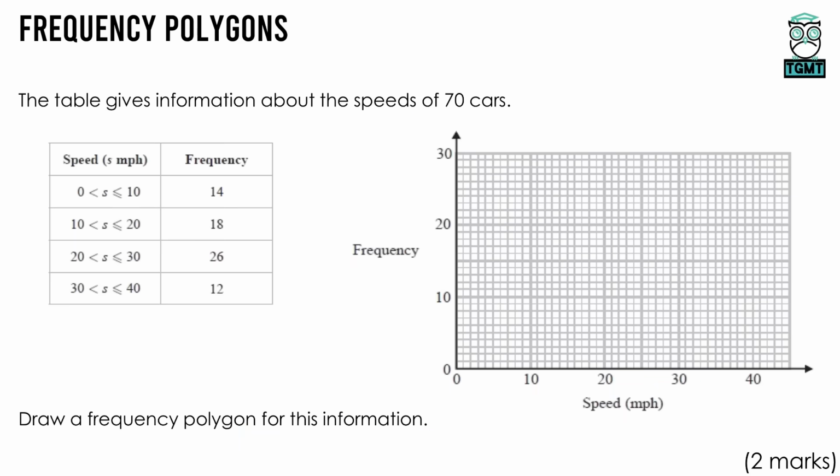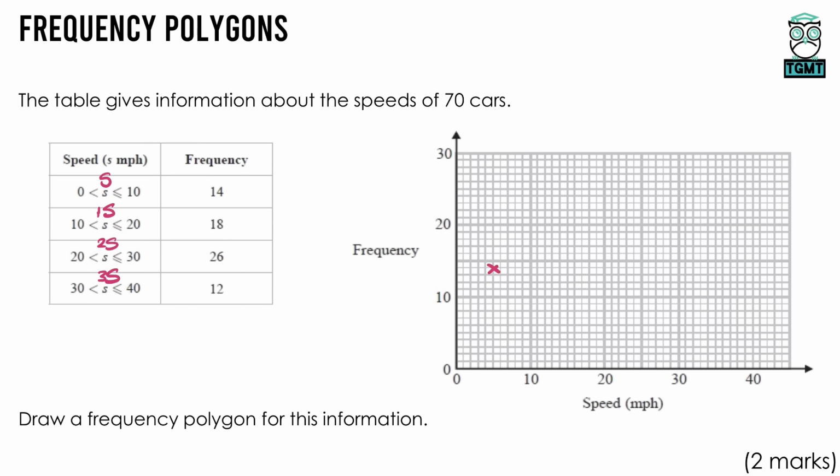Okay, so looking at a frequency polygon. Now a frequency polygon, we need to plot on the midpoints of our groups. So between 0 and 10 is 5, 10 to 20 is 15, 20 to 30 is 25, and then we have 35 in our last one. We just need to plot these at the correct heights for the frequency. So from 5, we need to go up to 14, which is just here.